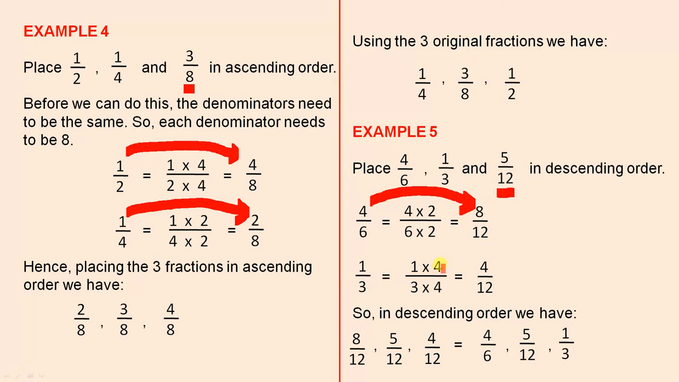For 1 over 3, multiply numerator and denominator by 4. 4 1s are 4, 4 3s are 12. So 1 over 3 is the equivalent fraction to 4 over 12. So, in descending order we have 8 over 12, 5 over 12 and 4 over 12. Using the original fractions we have 4 over 6, of course that's the same as 8 over 12, 5 over 12, which is the original fraction, and 1 over 3, because that's the same as 4 over 12. And that's how we do these sums when the denominators are different.